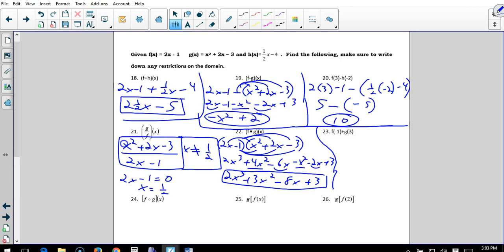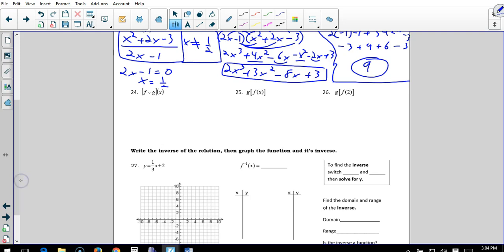So now we're going to plug -1 into f. So 2 times -1 minus 1 plus 3 squared plus 2 times 3 minus 3. 2 times -1 is -2 minus 1 is -3 plus 9 plus... -3 minus 9 is 6. 6 plus 6 is 12. Minus 3 is 9.